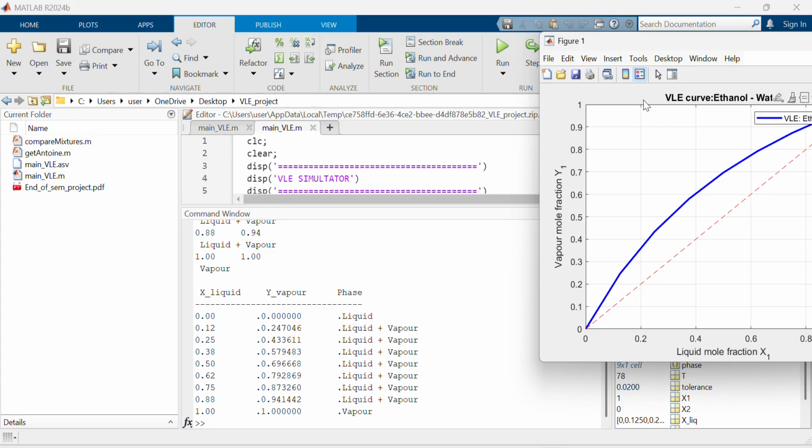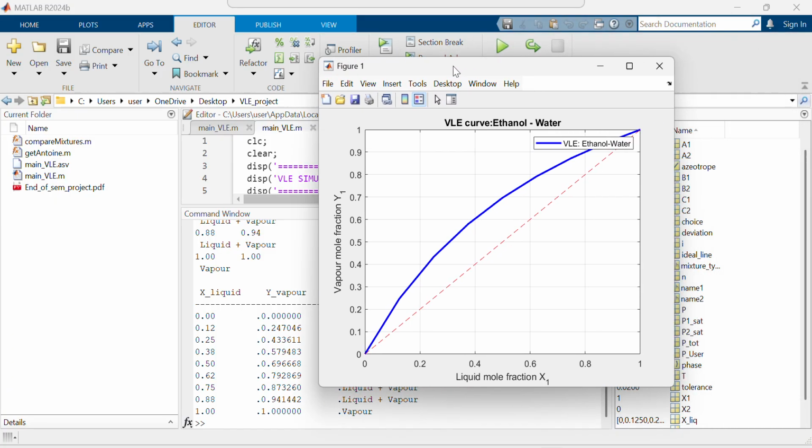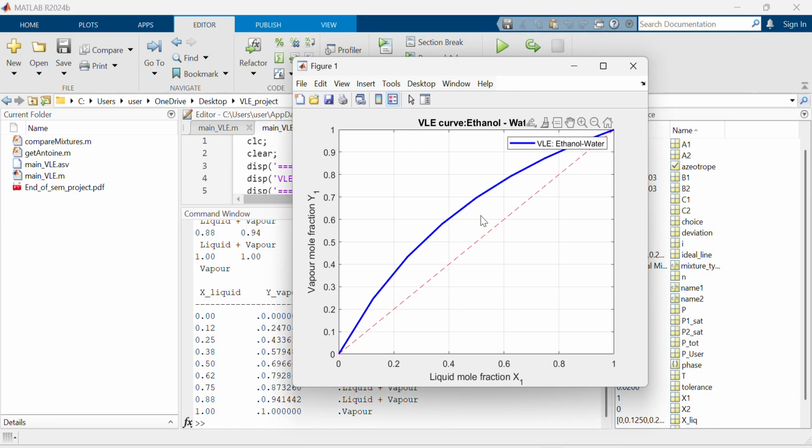Now let's come to the analysis of the graph. On the graph, we have this red line here and the blue line. The red line represents the ideal nature of the solution, and the blue line represents our actual solution. We can see that our blue line is not on the red line, it deviates from the red line. This tells us that indeed our mixture is non-ideal and at the same time non-azeotropic.